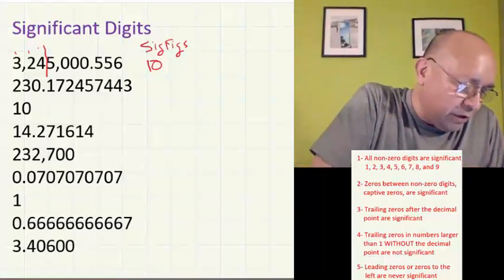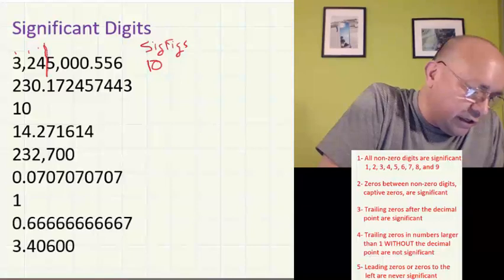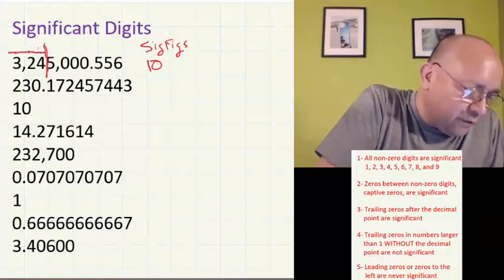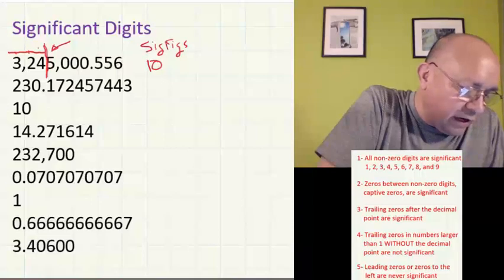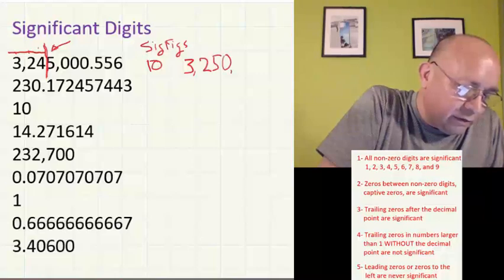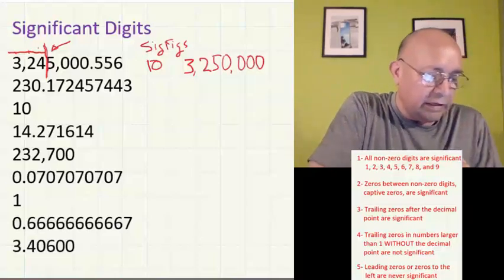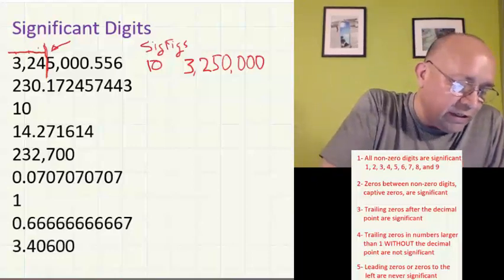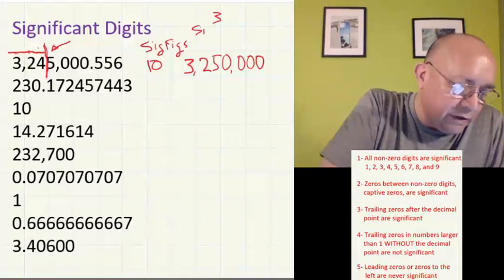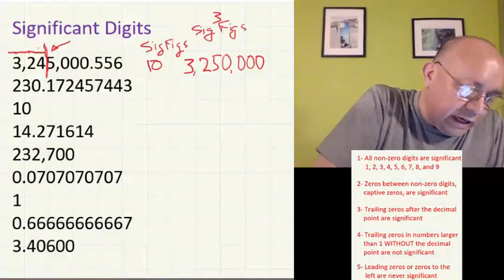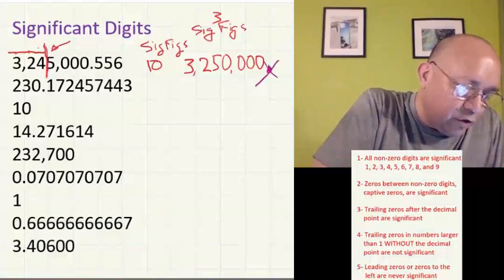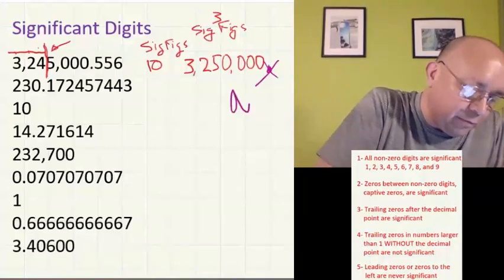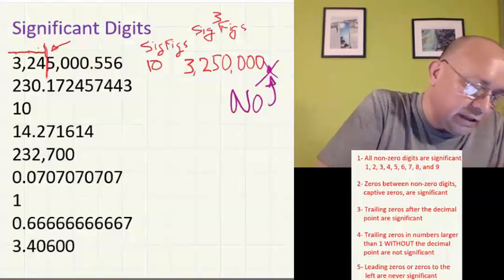So in this case, we cut the number right here. So we have 3 significant digits here. This 4, since the following number is 5, will become a 5. So this will be 3,250,000, like that. So this will be the number with 3 significant digits, 3 SigFigs. And take a look at that. I don't put the decimal point here. No decimal point here. So let's erase it.